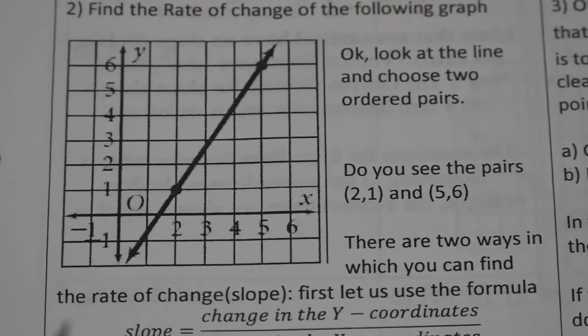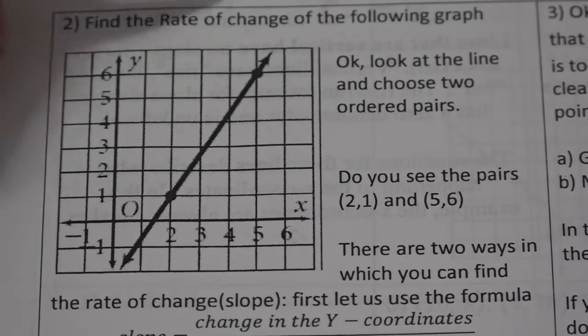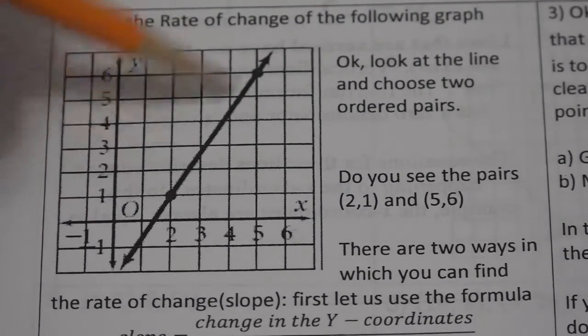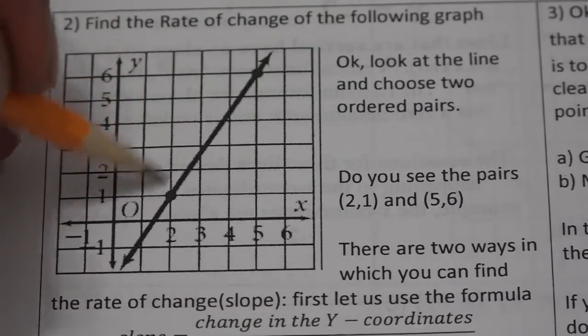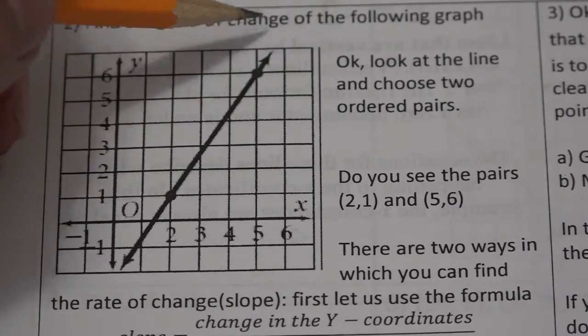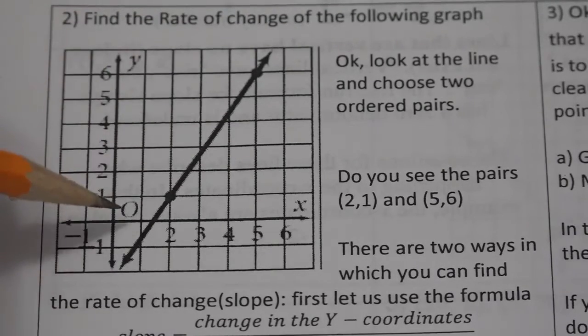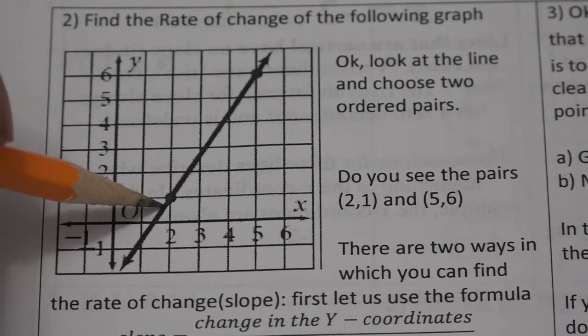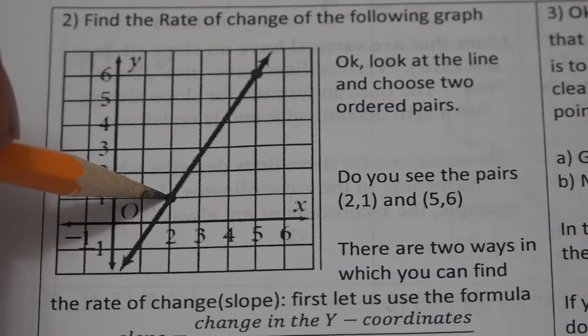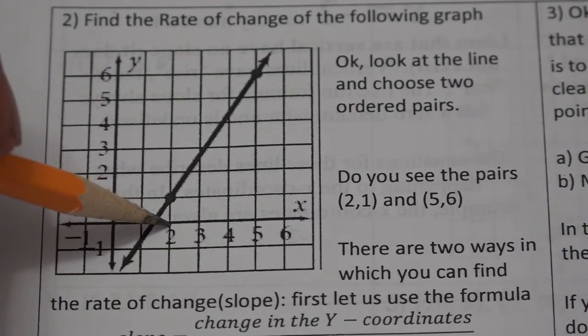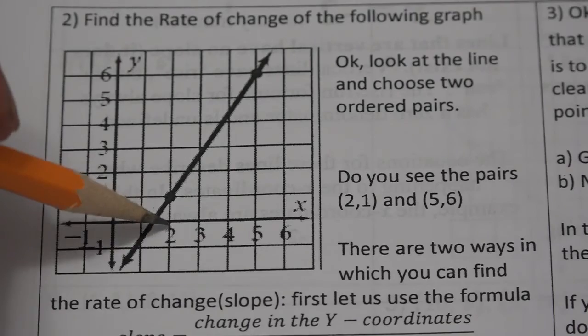So let us get some hands-on experience here. It says, find the rate of change of the following graph. So this is your graph. Now, the rate of change is the same thing as slope. So I need to find the slope of this graph. Easy. Pick a nice point. Not here, not here, not here, but right here where it touches a nice point. This is 2, 1.